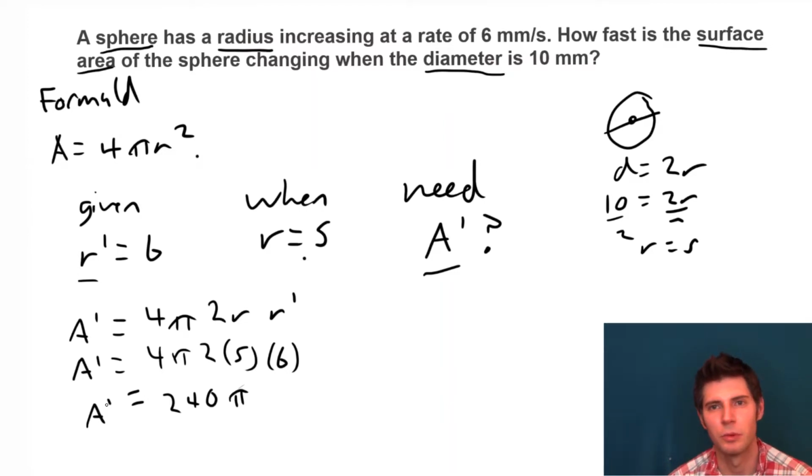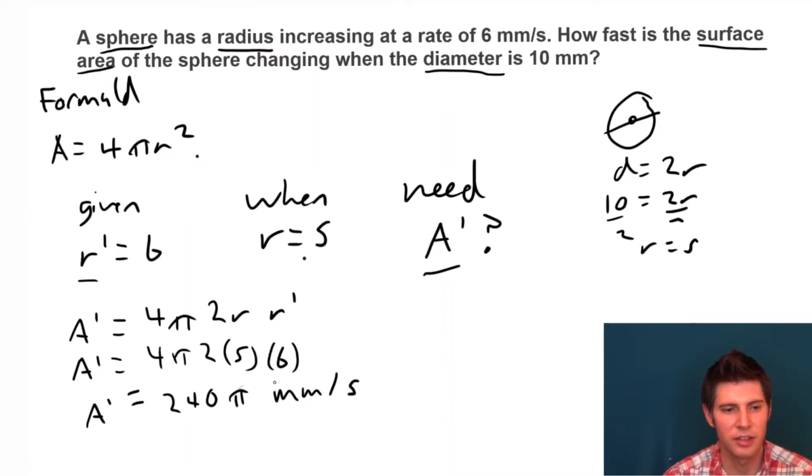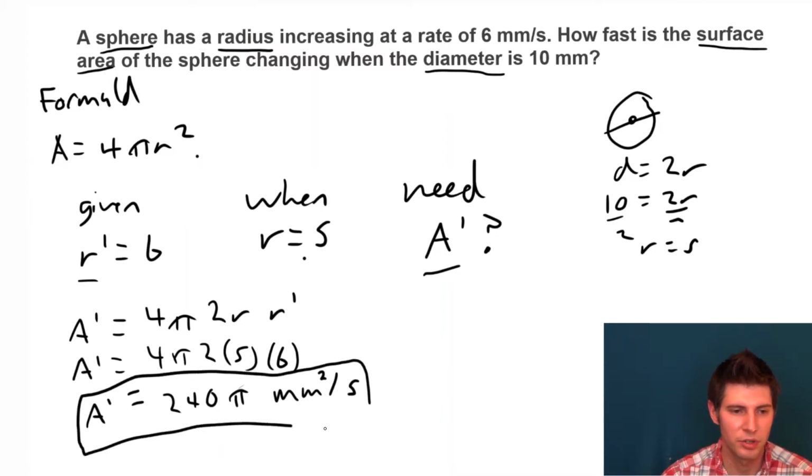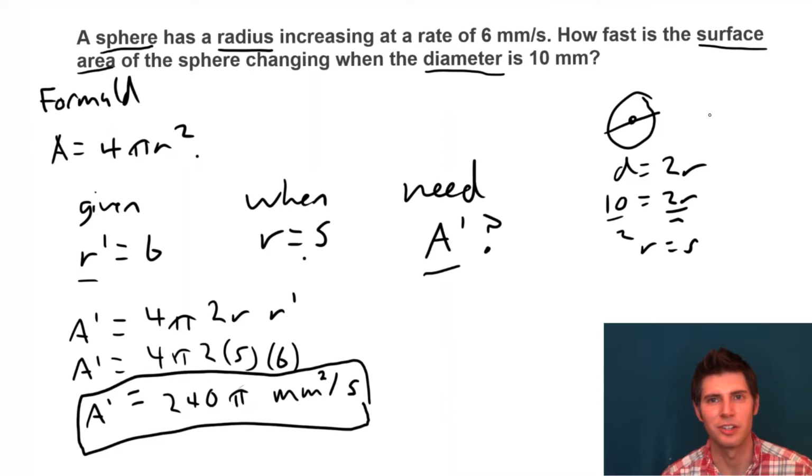And last step, we want to label it. So we're going to label it as millimeters and seconds. And then since area is measured in square units, it's millimeters squared per second. And that's the answer to the question.